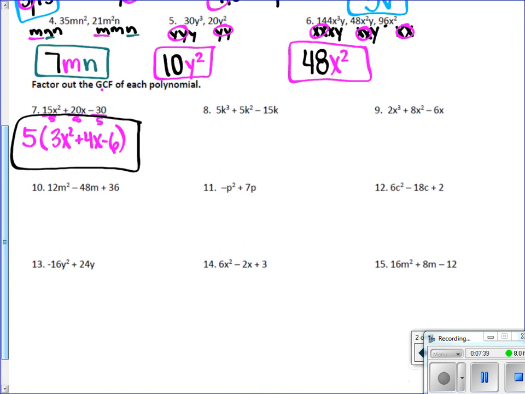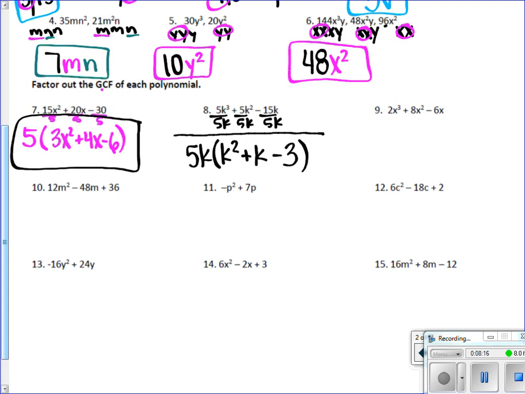So if we look at number 8, they have 5 in common. They also all have k in common. So we can take out 5k. To figure out what's left, divide everything by 5k, and that's what's remaining inside of the parentheses. So 5k cubed divided by 5k. Well, 5 divided by 5 is 1. K cubed divided by k, k squared. What's the next term going to be? Just plus k. And then what's the last term going to be? Minus 3. We did it.